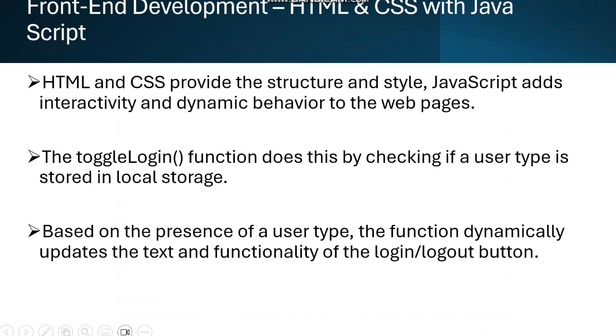HTML and CSS provide the structure and style. JavaScript adds the interactivity and dynamic behavior to the web page. The toggle login function does this by checking if a user is stored in the local storage. Based on the presence of a user type, the function dynamically updates the text and functionality of the login and logout button.